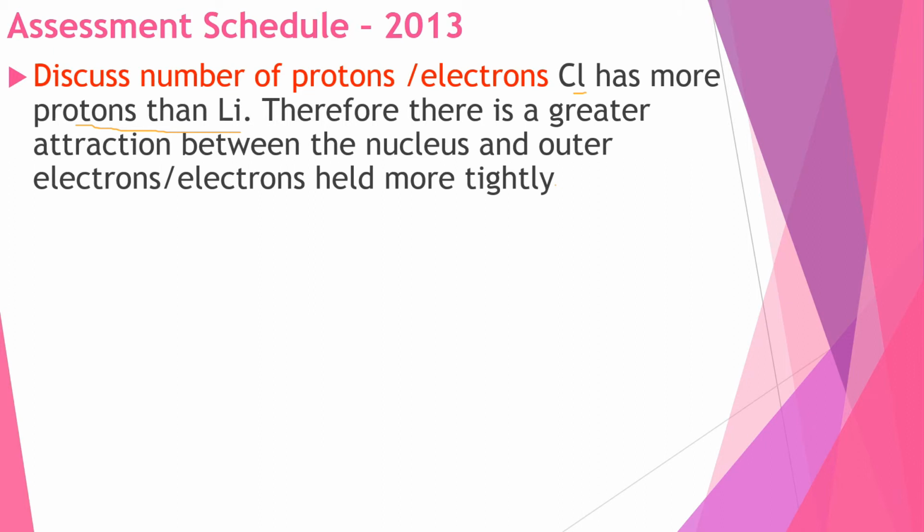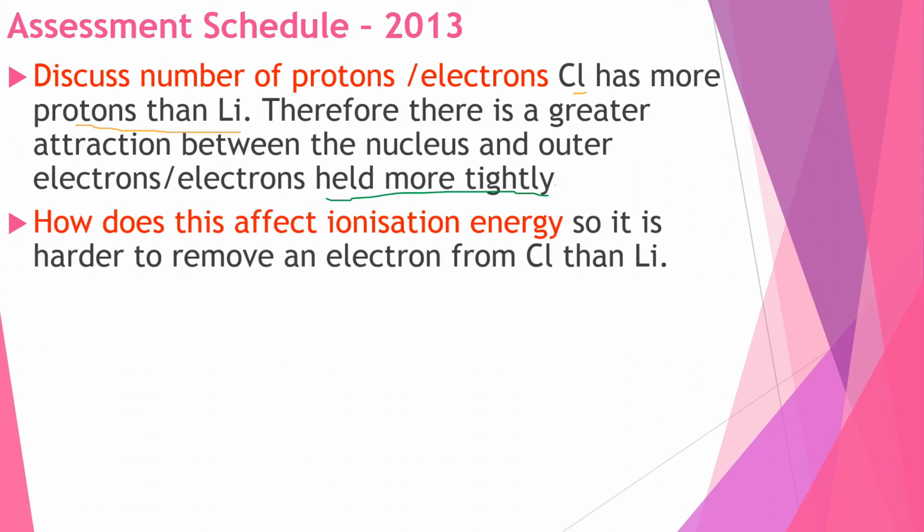Why is that so important? Because remember, ionization energy is how easily these electrons can be removed. But you see that for chlorine, because of the greater attraction between the nucleus, which has 17 protons, and the outer electrons, they are now held more tightly. How does this affect ionization energy? It now becomes harder to remove an electron from an atom of chlorine than lithium.